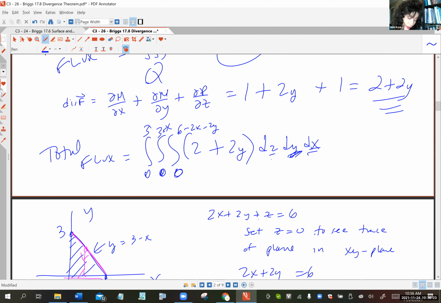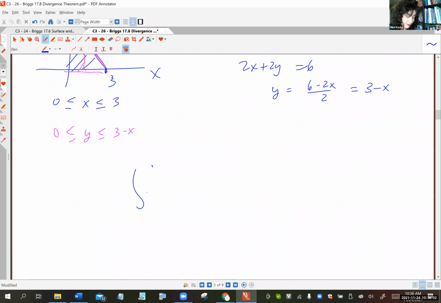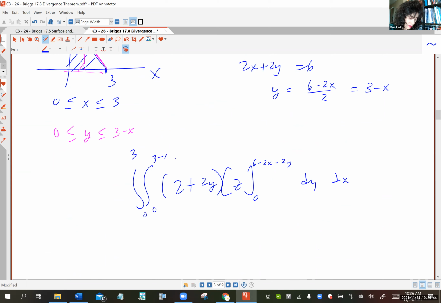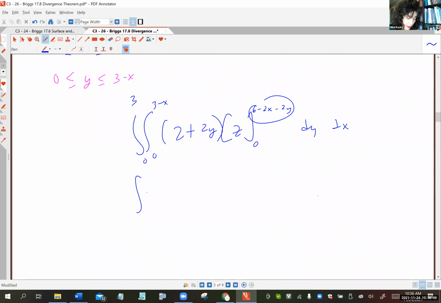So let's integrate with respect to z first. That means this 2 plus 2y just looks like a constant multiple. So I'm just going to copy it down and multiply that with z, where z goes from 0 to 6 minus 2x minus 2y, like so. And then we'll plug in that upper limit and then minus the lower limit. Okay, so that's going to be somewhat of a hot mess here.